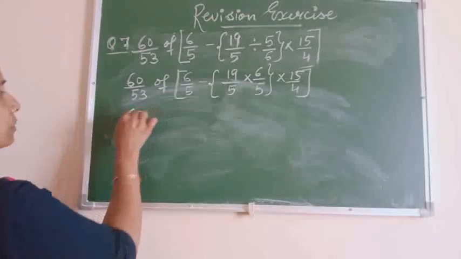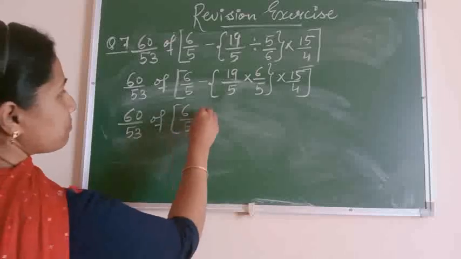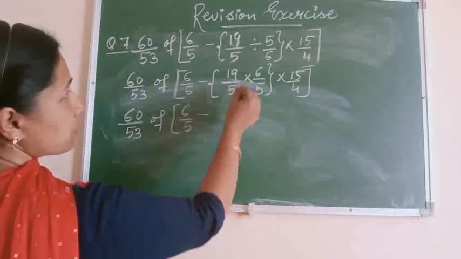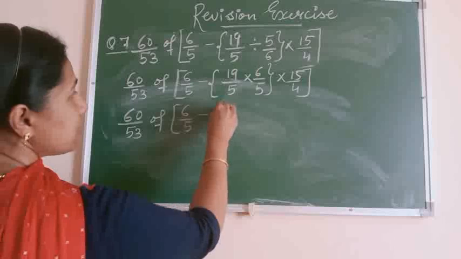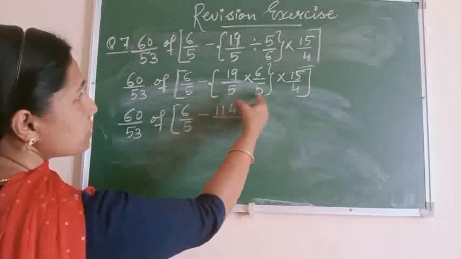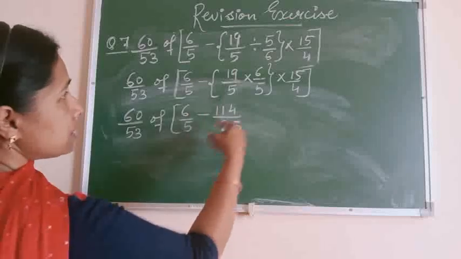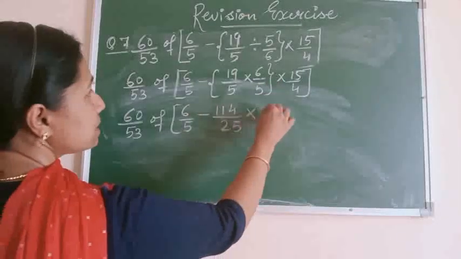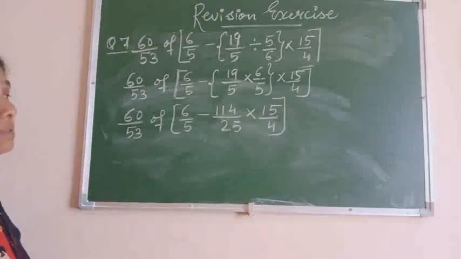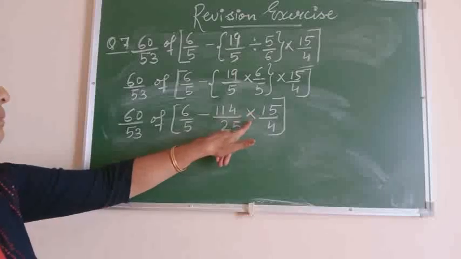Now 60 upon 53 of 6 upon 5 minus, curly bracket, we are opening now. 19 into 6: 9 sixes are 54, 5 remainder, 6 ones are 6 plus 5 is 11, so 114. After multiplying 19 into 6 you are getting 114. Then these numbers also we are multiplying, 5 into 5, 25. Now we open the curly bracket. After opening this, multiplication sign and 15 upon 4. Now only one bracket is remaining, the square bracket. Inside the square bracket, subtraction and multiplication. So first we have to do the multiplication.